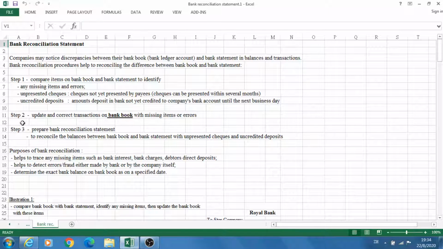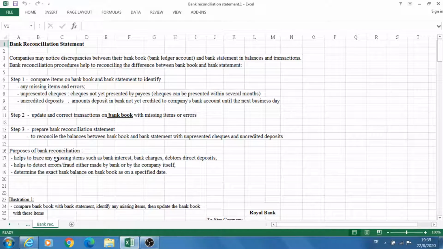Step 2. Update and correct transactions on bank book with missing items or errors. Step 3. Prepare bank reconciliation statement to reconcile the balance between bank book and bank statement with unpresented checks and uncredited deposits.